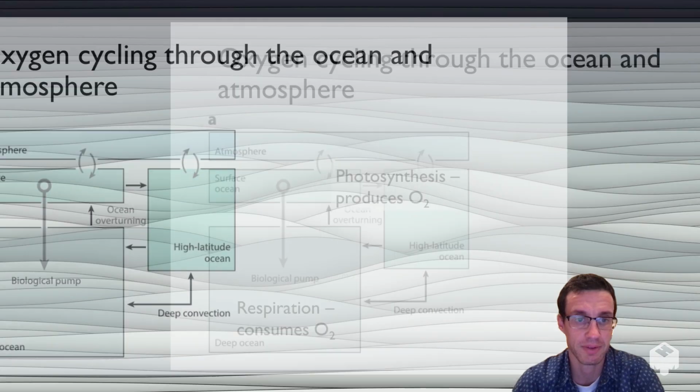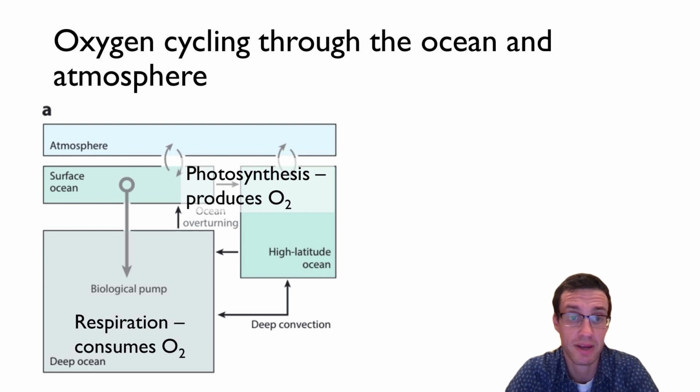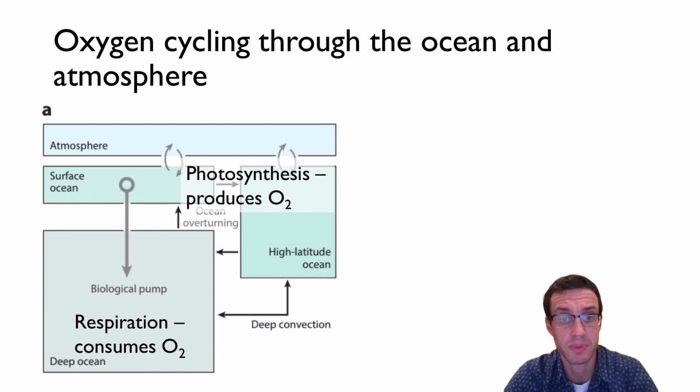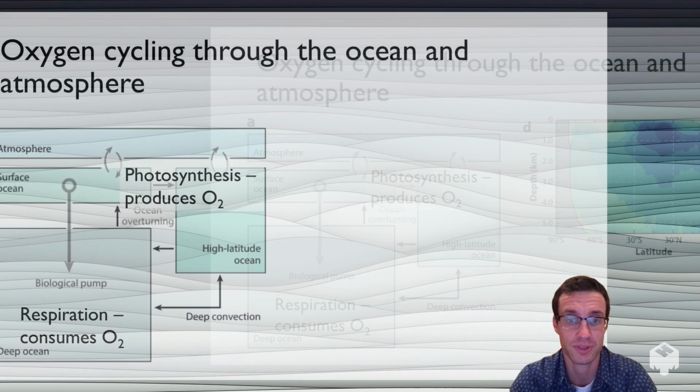But what's going on in these different boxes? Well, in those upper surface boxes, we have photosynthesis, producing oxygen, and then you have respiration, consumption of oxygen at depth. That's due to the biological carbon pump that we've talked about a few times now, where you have biological production at the surface ocean. Some of that sinks out and is respired, and so that's consuming oxygen. And that sets up this gradient of oxygen that we see throughout the ocean.